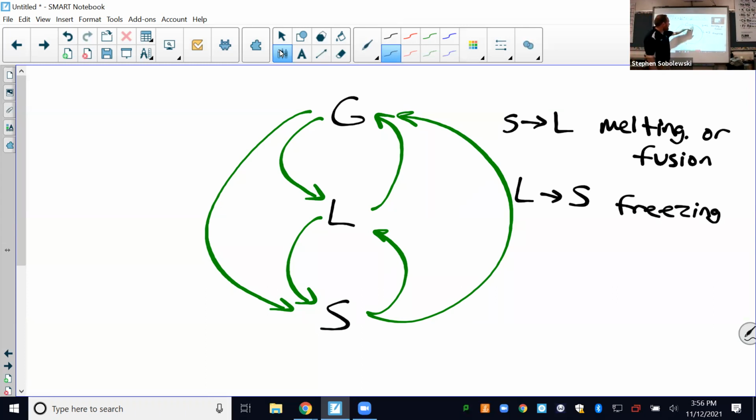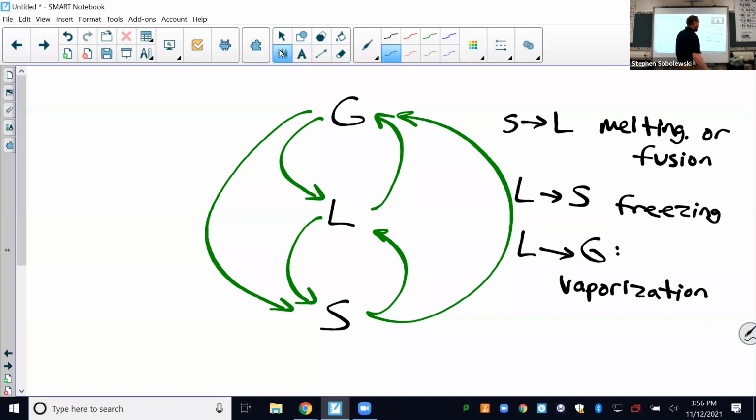Let's talk about liquid heating up to a gas. Liquid to gas. Now, what do you think this is called? Well, you probably said boiling or evaporation. Those are the two common words we use. There is a difference here. Those both fall under the category we call vaporization. Vaporization is like the official title for liquid to gas.